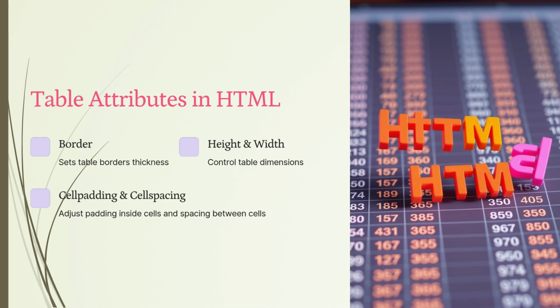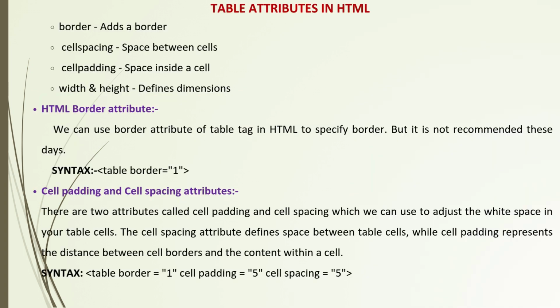Table attributes. In HTML, border sets table borders, and height and width control table dimensions. Cell padding and cell spacing adjust padding inside cells and spacing between cells. Table attributes in HTML: border adds a border, cell spacing is the space between cells, cell padding is the space inside a cell, width and height define dimensions.